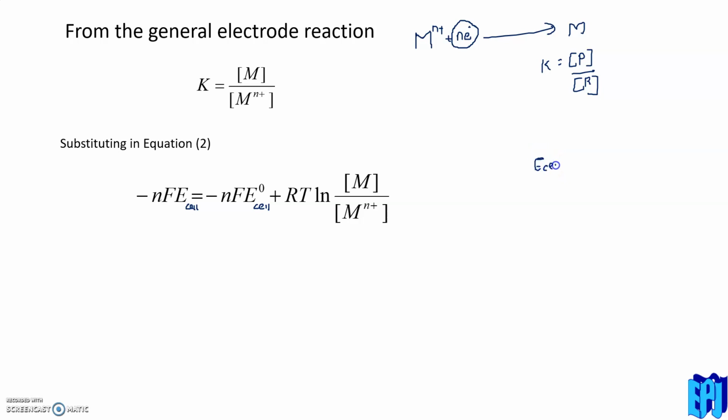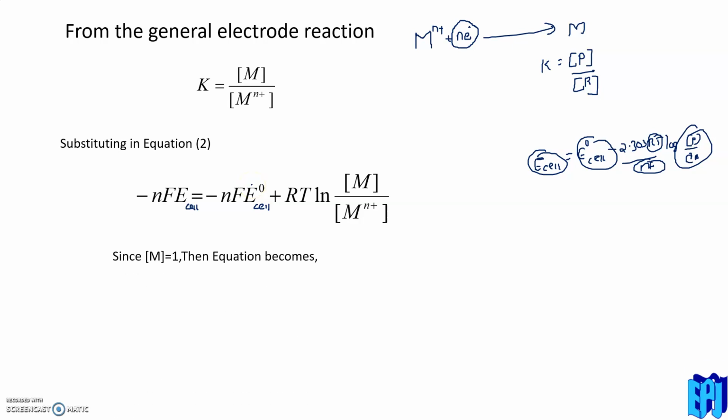So we know the general Nernst equation format: E cell is equal to E0 cell minus 2.303 RT by NF log concentration of product by concentration of reactant. The 2.303 is obtained by converting ln to logarithmic value. Then NF should be on the bottom, and here only E0 and E cell are required. So we can substitute the values so you get the idea clearly.